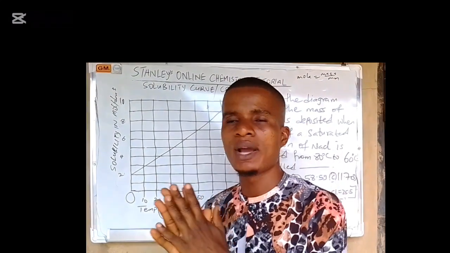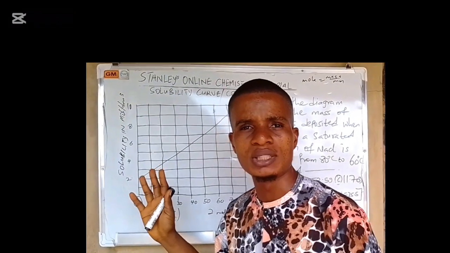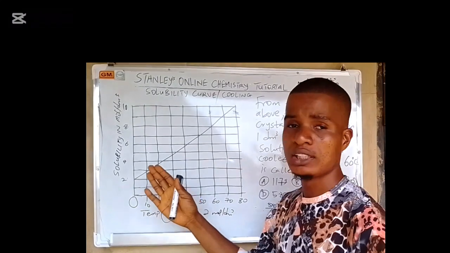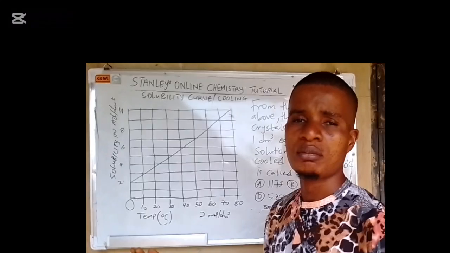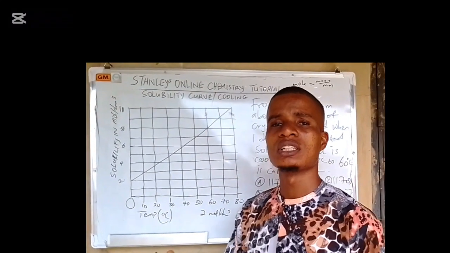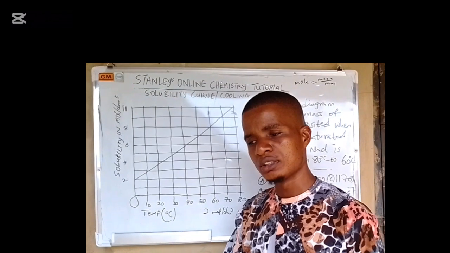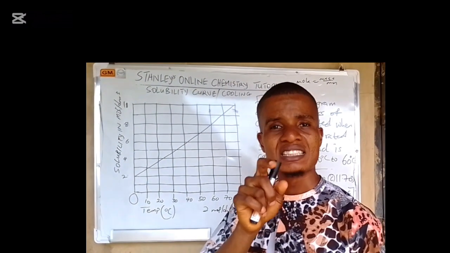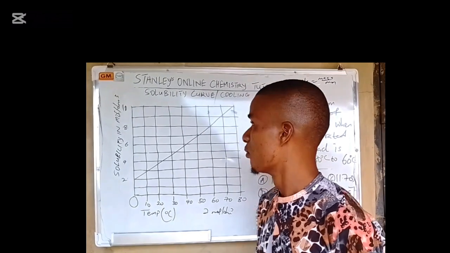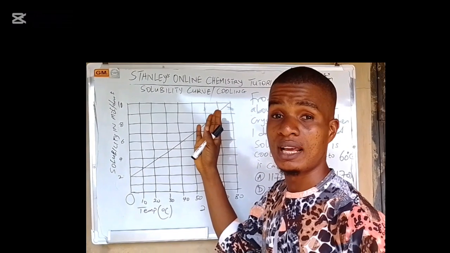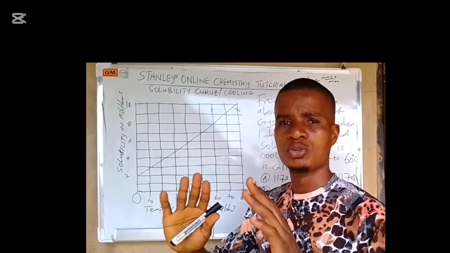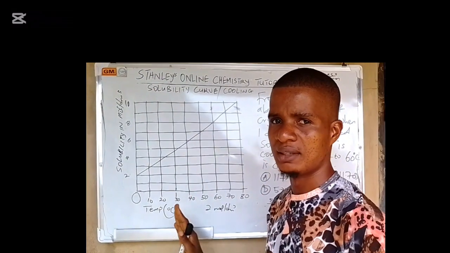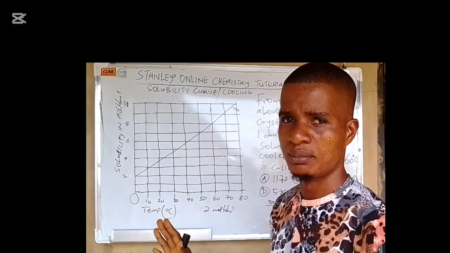So let's go. Today we have a topic: solubility curve and cooling. Now this is a curve. You can also call it a graph, right? But why we call it a solubility curve is mostly that it follows a curve. But this one now is resulting in a straight line. So when you hear solubility curve, you know that it is a graph for solubility, and this is a graph of solubility against temperature. That's what we plot.